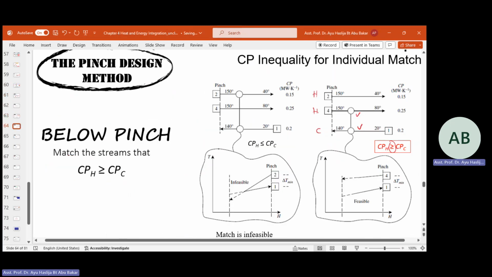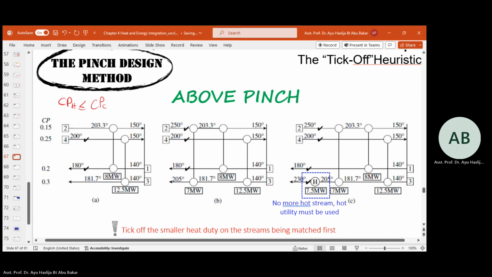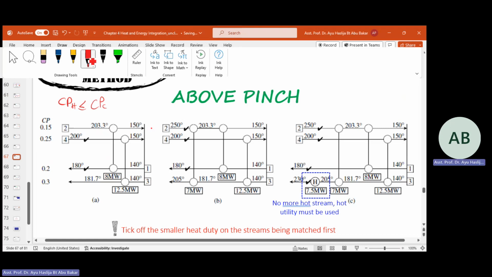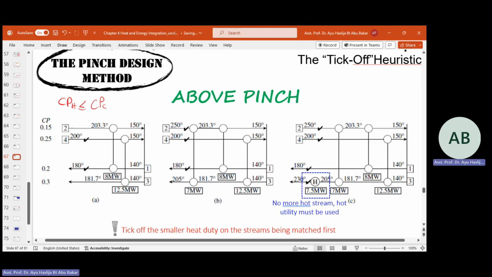Now, according to that, this one above pinch. So just now delta H for this is 16.5, 17.5. I just copied back. Sorry, I made a mistake with below pinch. Now above pinch, this one should be 15, 12.5, 8, 27.